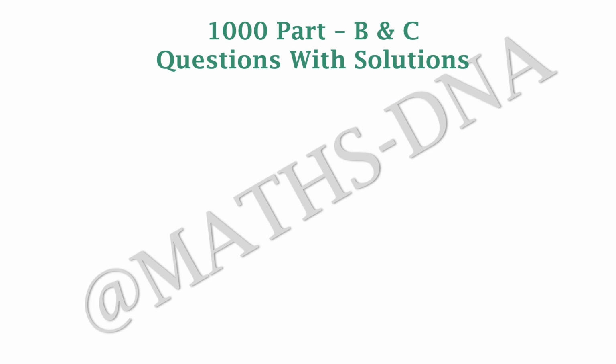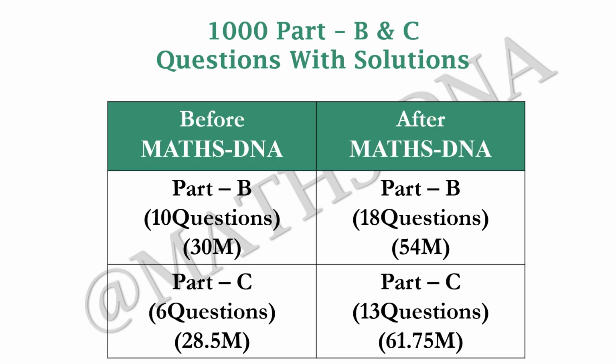And the best one is 1000 part B and part C questions with solutions. Many of the students are not able to solve a good number of questions in part B and part C, but with this you can solve them. Before, it was found that in part B, a student on average solves 10 questions and can score 30 marks, and in part C, he or she is able to solve 6 questions and is scoring 28.5 marks. Here we have taken average of most of the students and average results.